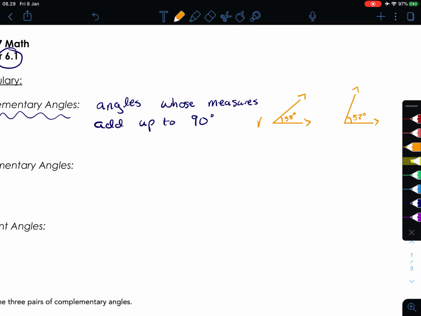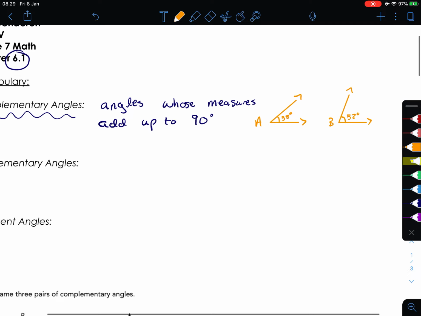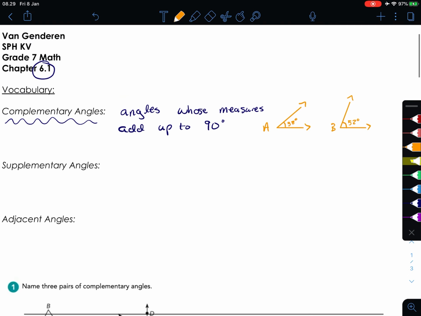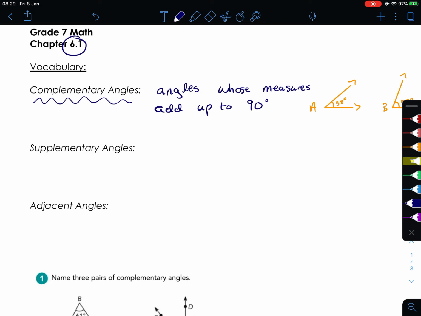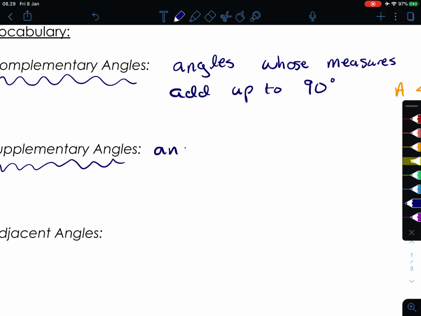So that's A, that's B. A and B are complementary angles here because their measures add up to 90 degrees. Similarly, supplementary angles are angles whose measures add up to 180. Very similar to complementary angles.